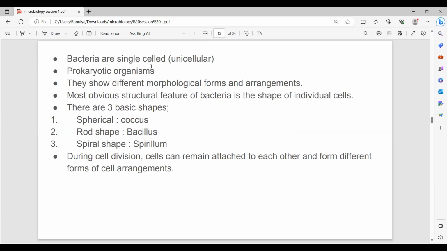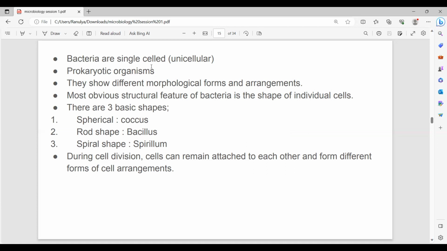They show different morphological forms and arrangements. That means they have 3 distinct body shapes, right? And they are arranged in different ways. The morphological form means that. The most obvious structural feature of bacteria is the shape of the individual cell. Now, if we take the shape of bacteria, there are 3 basic shapes.